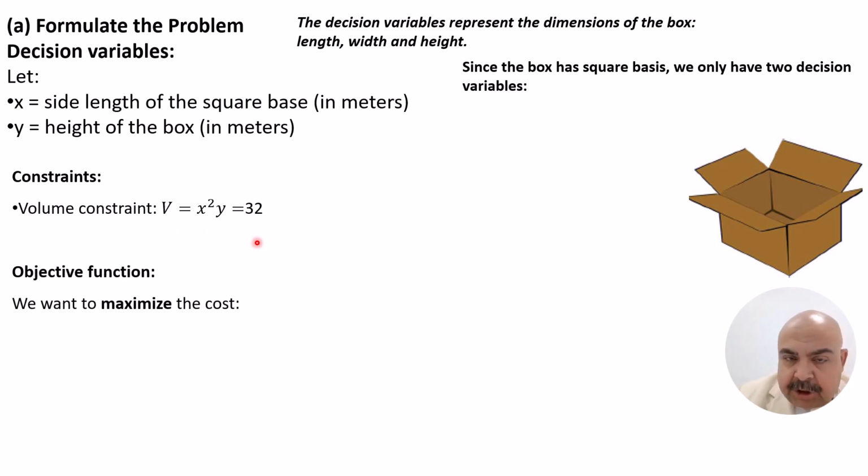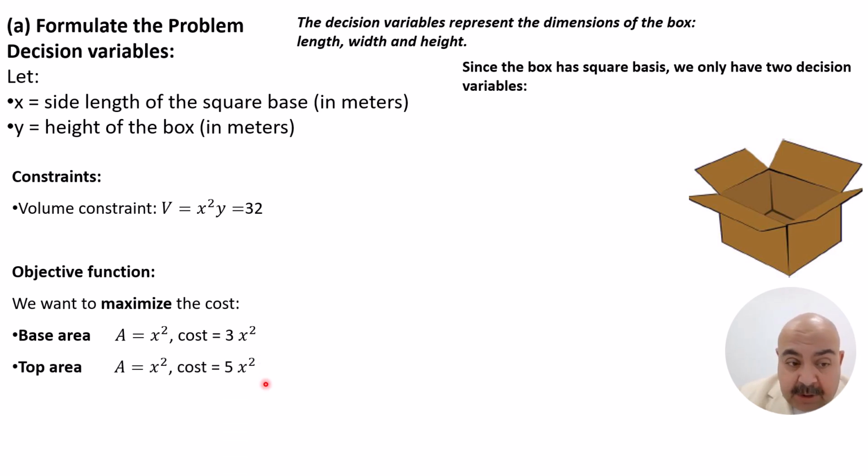So the objective function is required to minimize the cost of the building materials. I will take the area of the base, which is x squared, and according to our problem, it will cost €3. So it's 3 times x squared. And for the top area, it costs 5, so it's 5x squared.